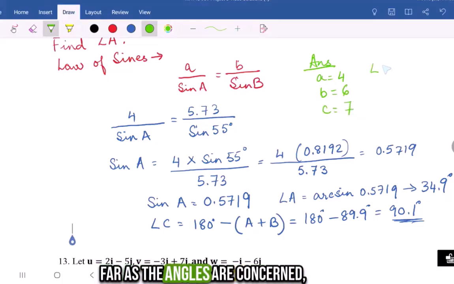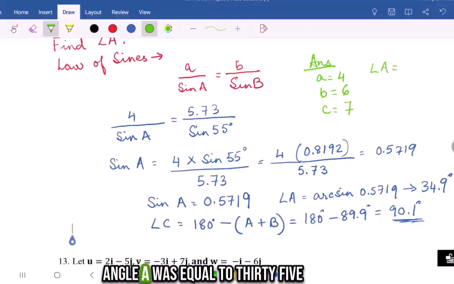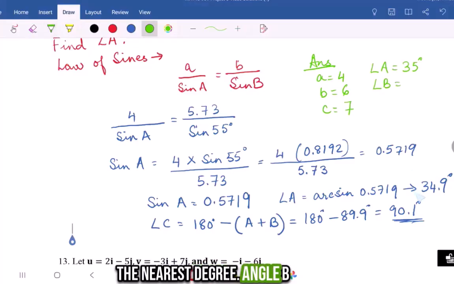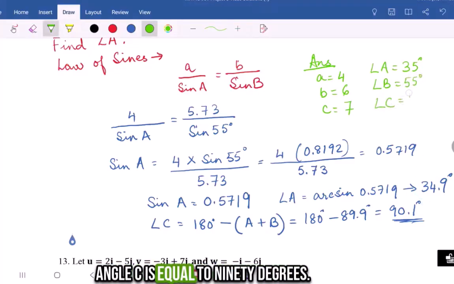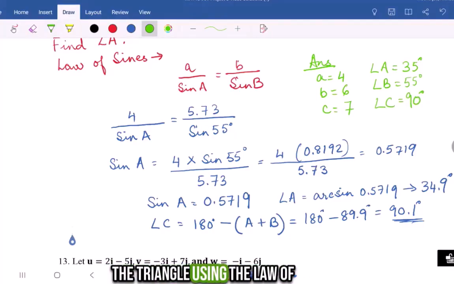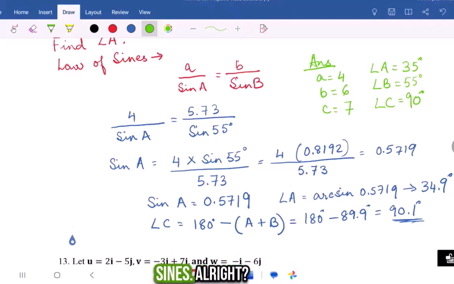As far as the angles are concerned, angle A was equal to 35 degrees. Again, I'm rounding up to the nearest degree. Angle B equals 55 degrees and angle C is equal to 90 degrees. All right, so now we have solved for the triangle using the law of cosines as well as the law of sines.